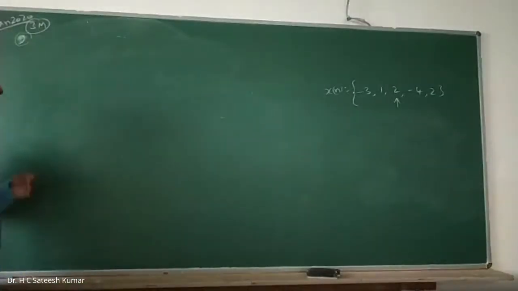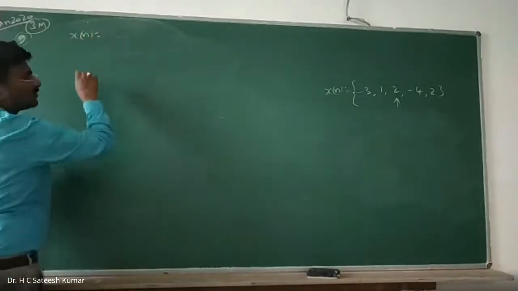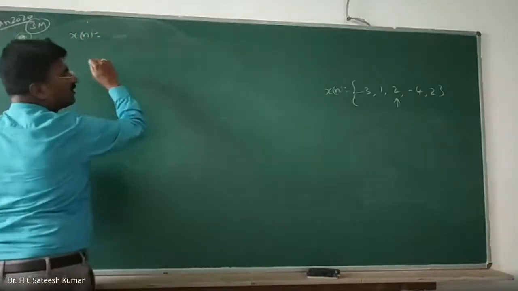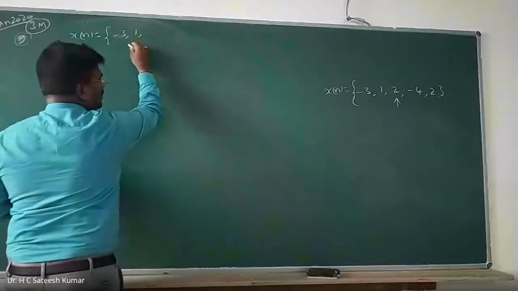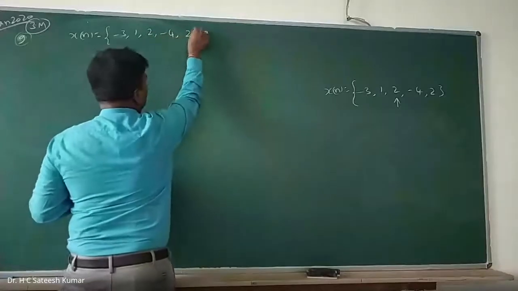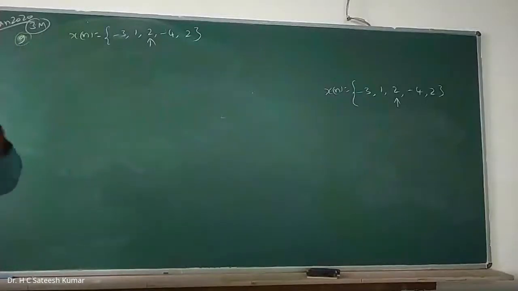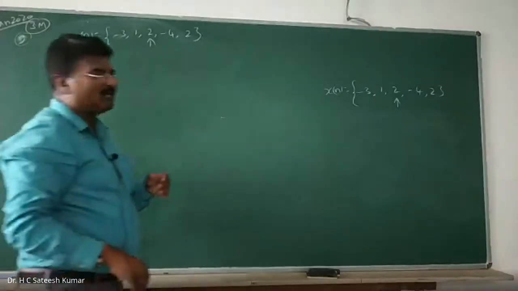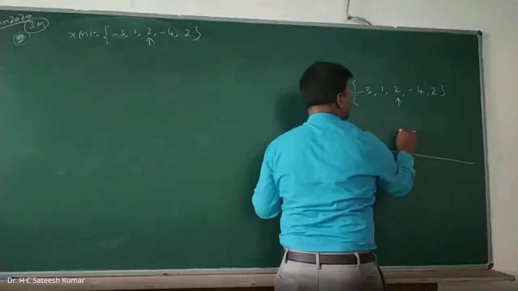It is a discrete signal. How to do it? x of n is equal to -3, 1, 2, -4, 2. Carefully you should do this problem. In the sequence form itself you can do it. If they ask you to sketch, then only you sketch it. Otherwise there is no need to sketch. Sketching is very simple: at 0 its value is 2.